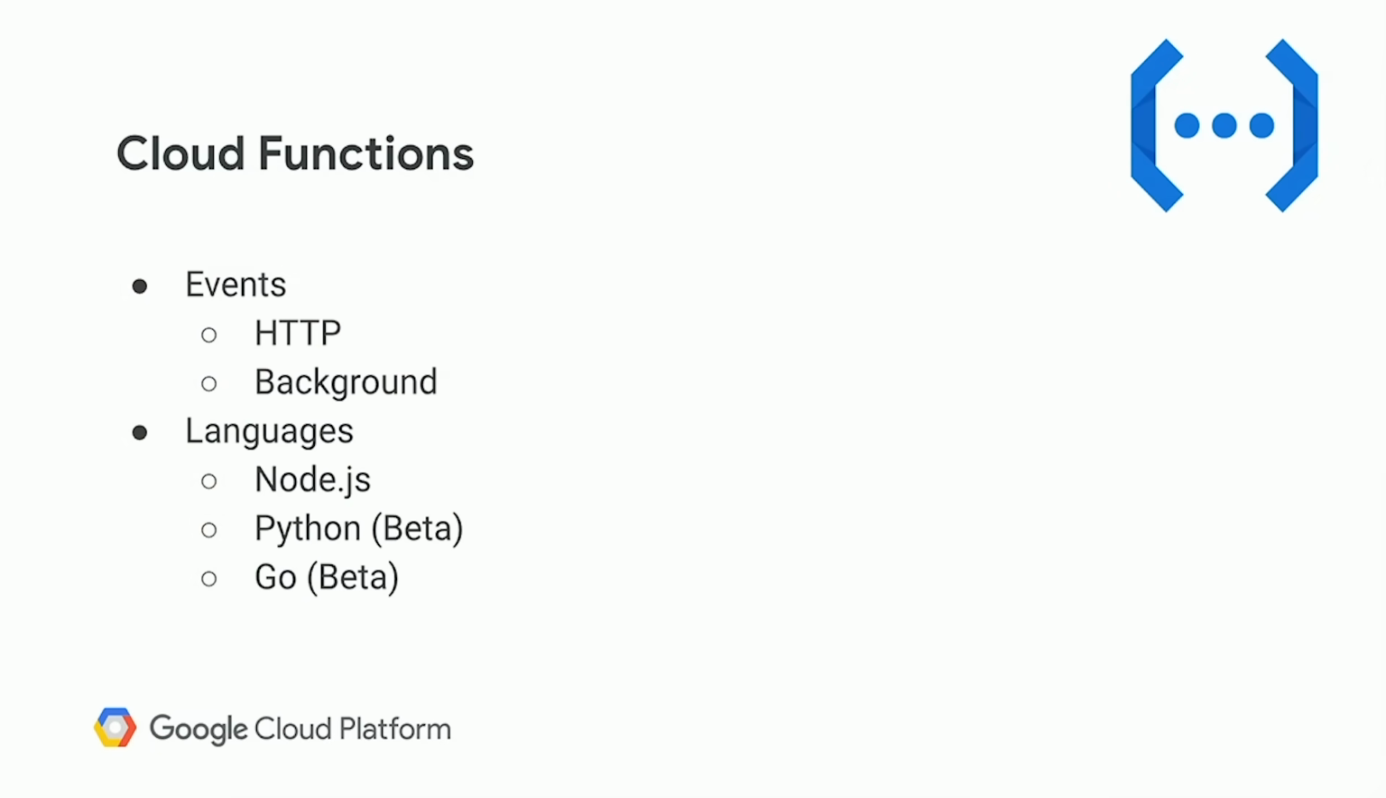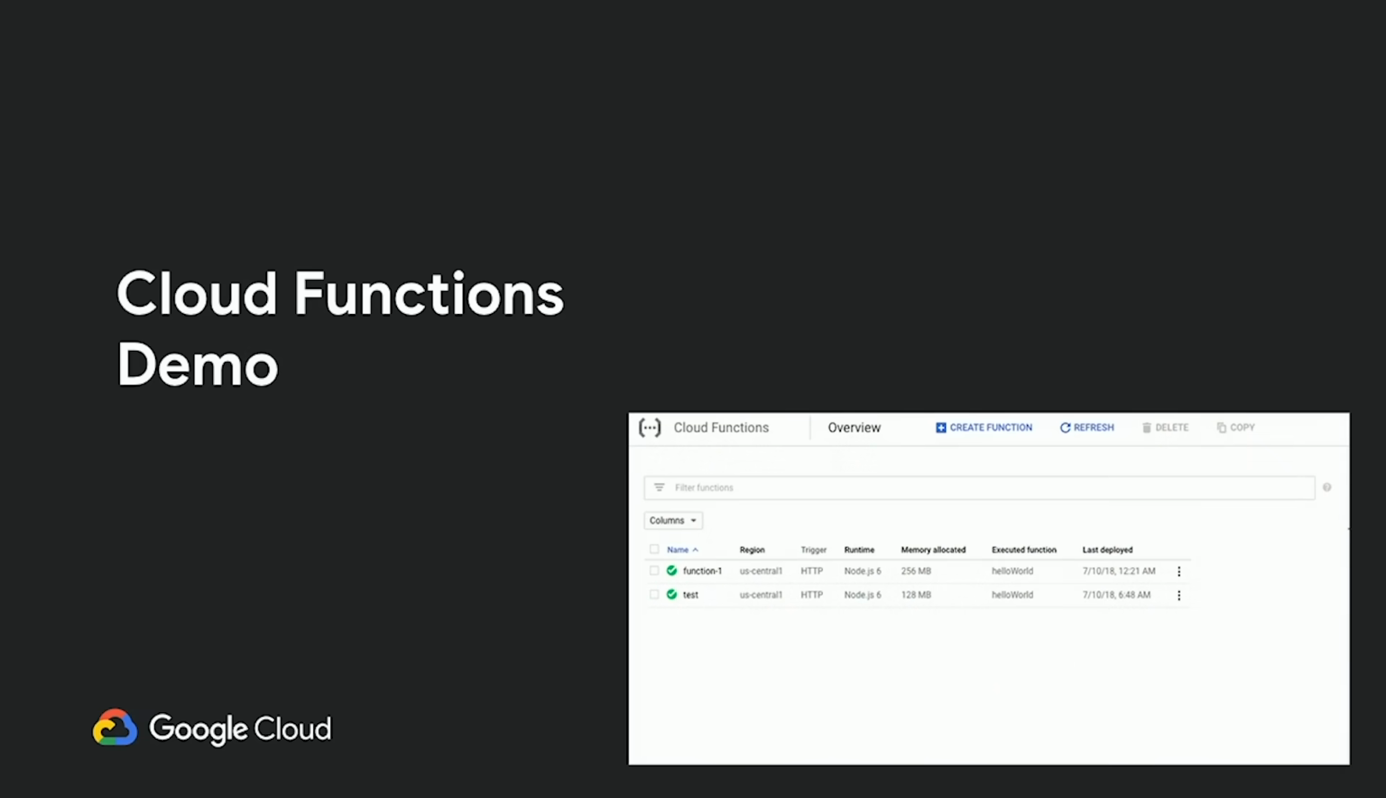What you can do is have a single function respond to an event. And that event could be HTTP-based, right? So you get a URL that you can use to hit your code. Or it could be what we call background. Background is writing a file to a bucket or responding to a message on PubSub. Languages, we have a restricted set of languages here: Node.js, Python, and Go. But this is another one where I'm just going to go to the console and show it directly.